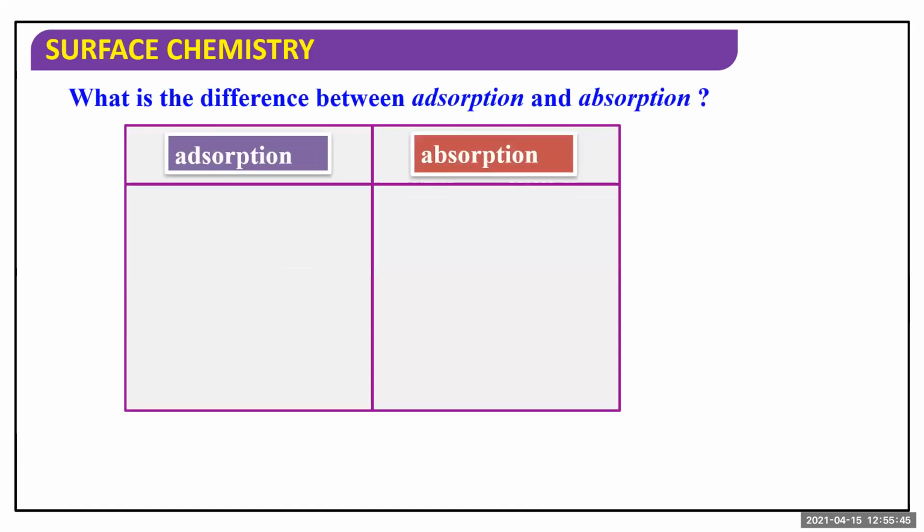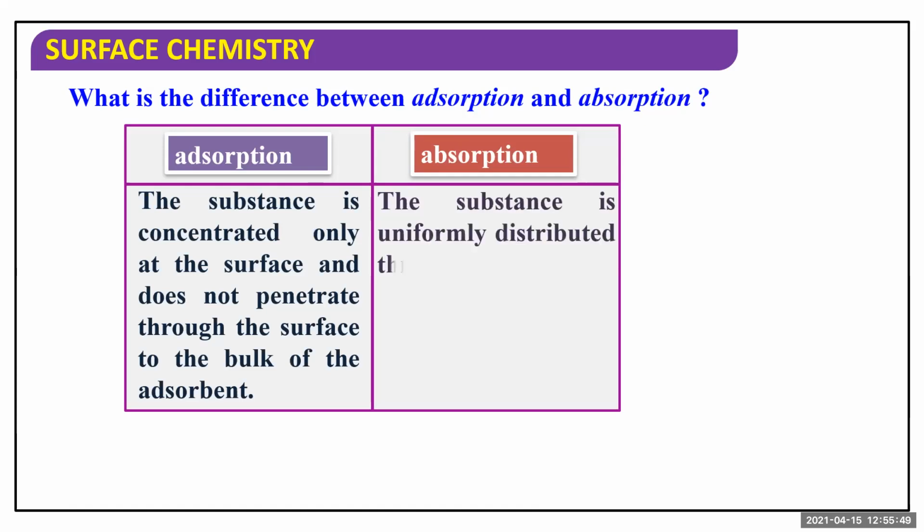What is the difference between adsorption and absorption? In adsorption, the substance is concentrated only at the surface and does not penetrate through the surface to the bulk of the adsorbent. But absorption is a bulk phenomenon. The substance is uniformly distributed throughout the bulk of the solid.